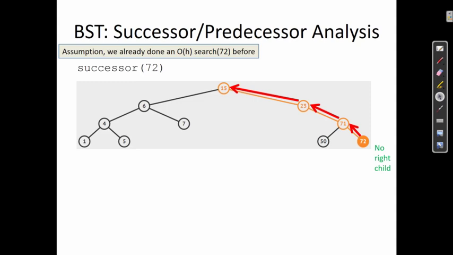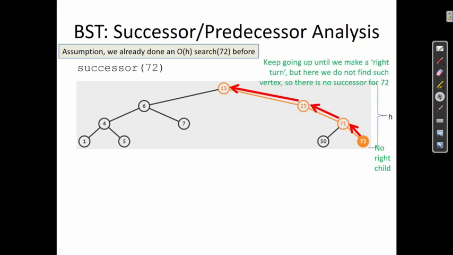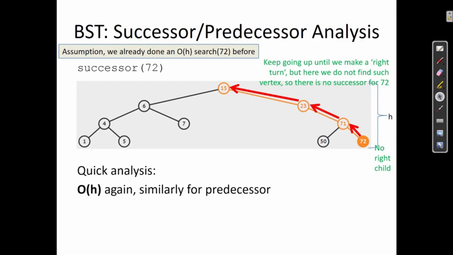I hit the root, I don't find a left turn or right turn for my successor or predecessor, so I stop. That means I don't have a successor or predecessor. Same thing, if I start from 1 and want the predecessor of 1, there is none, so I go back all the way to 15. So in this case, what is the runtime? It's O(h). I start from the deepest leaf and go all the way to the root. So the analysis is O(h).